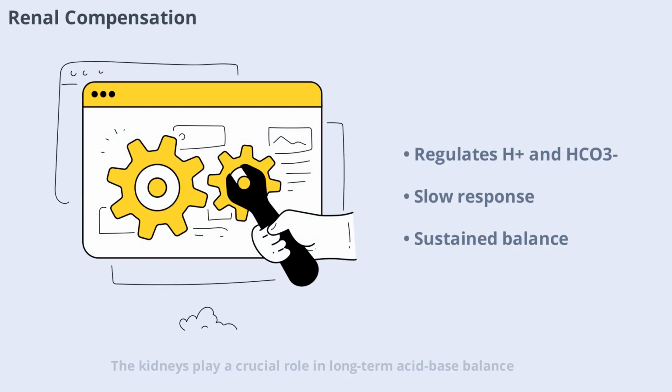The kidneys play a crucial role in long-term acid-base balance. They regulate the retention and elimination of hydrogen ions and bicarbonate. In acidosis, the kidneys excrete more hydrogen ions and retain bicarbonate. In alkalosis, they do the opposite. Renal compensation is slower, taking hours to days, but it's essential for sustained pH control. Let's see how the kidneys adjust these parameters over time.